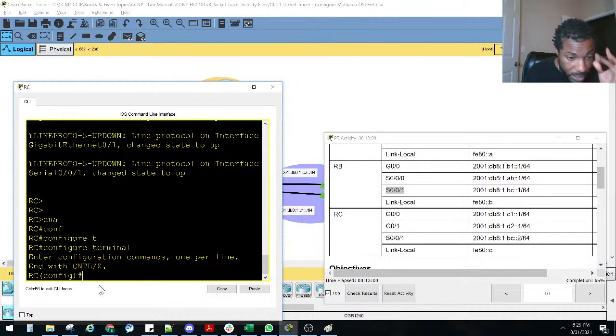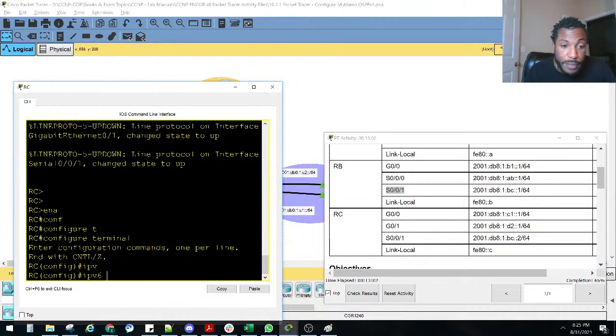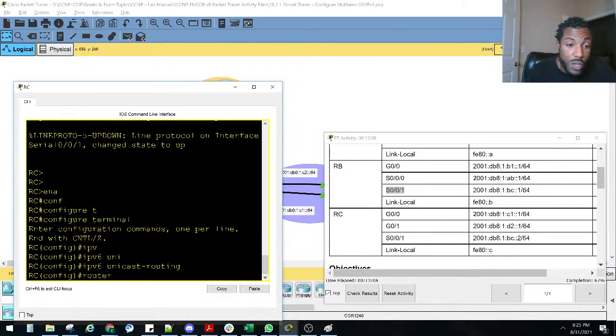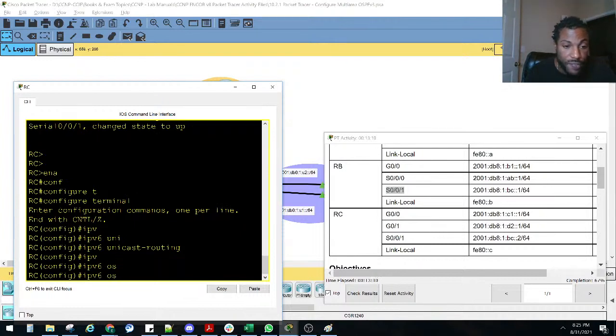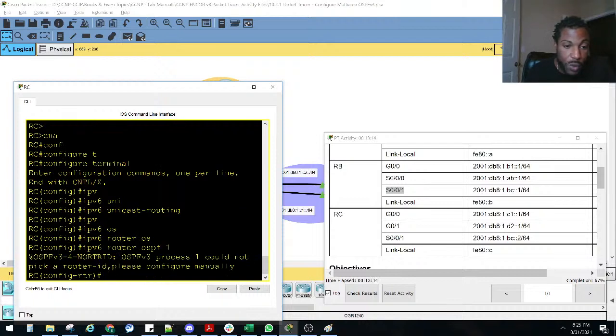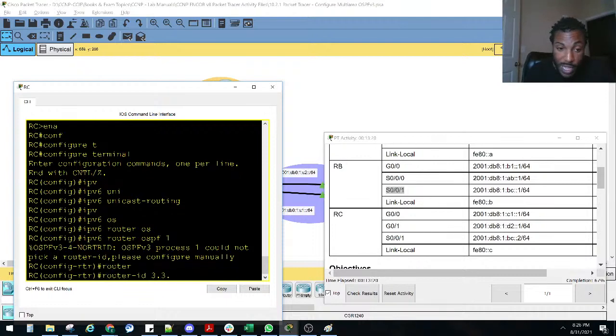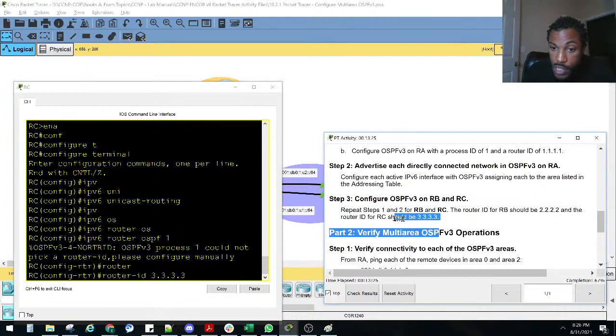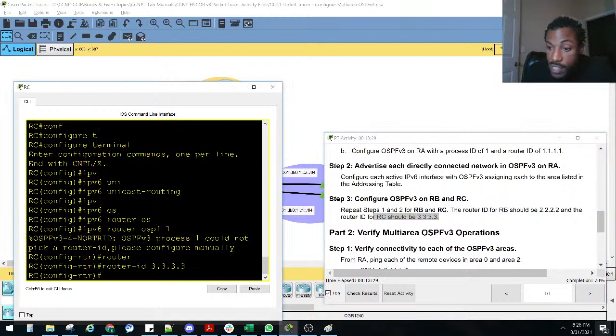We don't want to give him a loopback. We just need to turn on IPv6 routing, right? With ipv6 unicast-routing, and then we turn on OSPF version 3. ipv6 router ospf, process ID 1. He's going to throw up at us right here and say, I couldn't pick a router ID. All right, well, let me give you one then. Router ID 3.3.3.3. Remember, that's what they said for us to do? We said router C should be 3.3.3.3 right there. Press enter. We're at 70% complete.